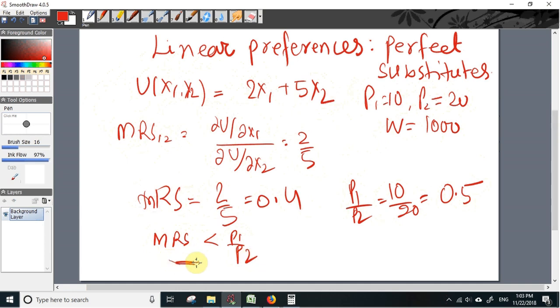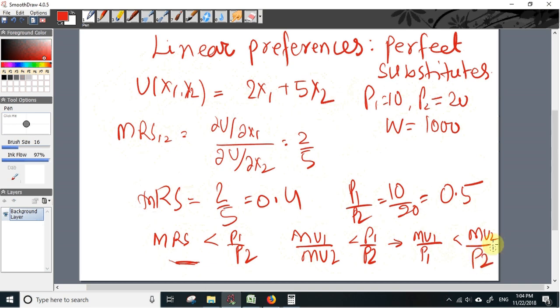So what does this mean? This means that the ratio of marginal utility is smaller than the price ratio. So this implies that the marginal utility of 1 over the price of 1 is smaller than the marginal utility of 2 over the price of 2. So clearly, $1 spent on the second commodity will provide more utility to the consumer, so the consumer will purchase the second commodity only. So therefore, we can conclude that the consumer's consumption of the first commodity will be 0.